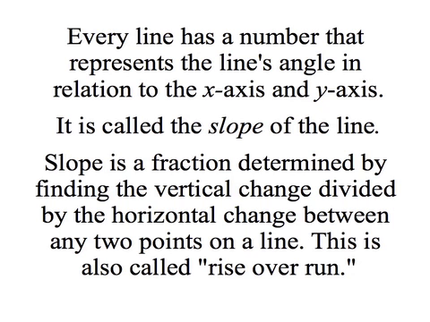To summarize, every line has a number that represents the line's angle in relation to the x-axis and y-axis. It is called the slope of the line. Slope is a fraction determined by finding the vertical change divided by the horizontal change between any 2 points on a line. This is also called rise over run.